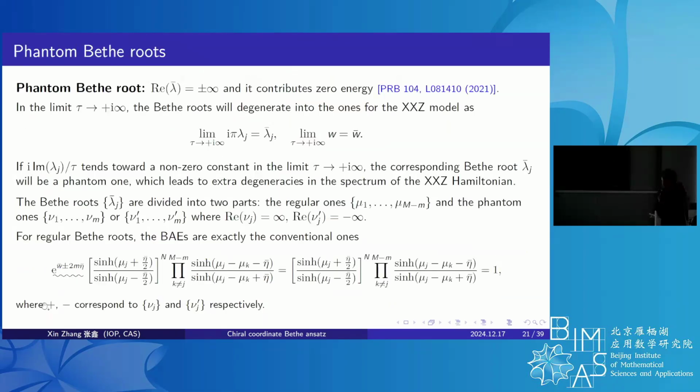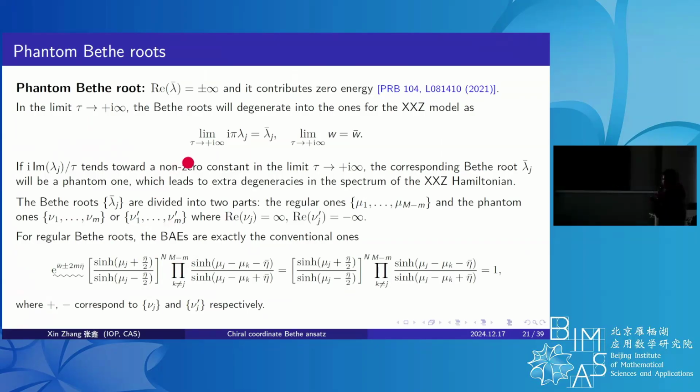So another thing is about this phantom Bethe root. It's proposed by us. When we call these phantom Bethe roots, it means the real part goes to infinity, and then this root does not contribute to the energy. So we see that if we let tau go to infinity, we can find this Bethe root for the XXZ chain, and for the XYZ chain they have such a one-to-one correspondence.